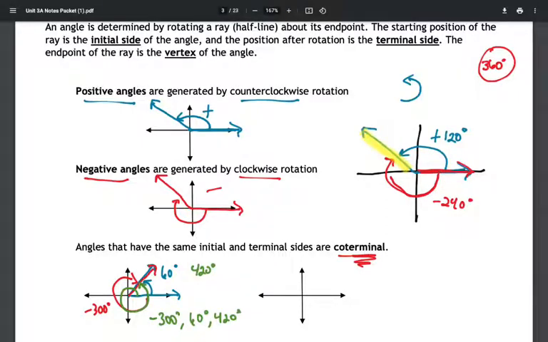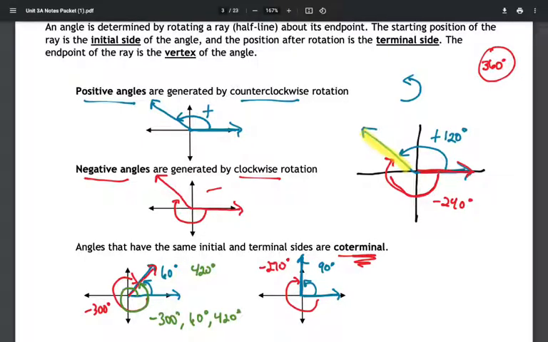All right, let's do another example of coterminal. Let's say my angle is just right here. We'll make it right here. So in the positive direction, that would be 90 degrees. In the negative direction, going this way, that would be negative 270 degrees.